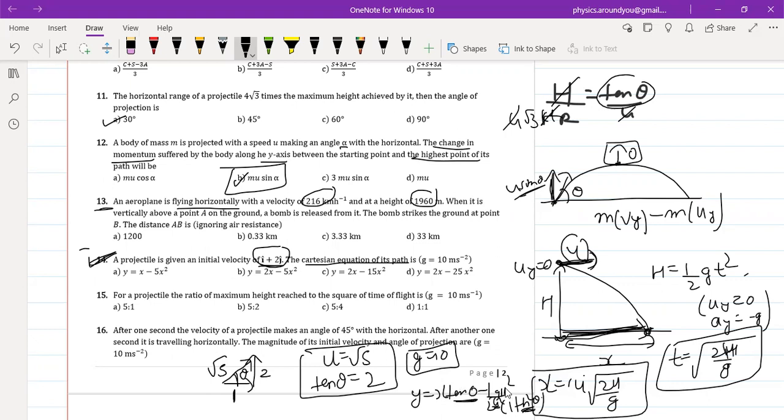Put it and get the answer. All this question is asking is how can you find the initial speed and angle of projection with the help of vectors? We easily can.